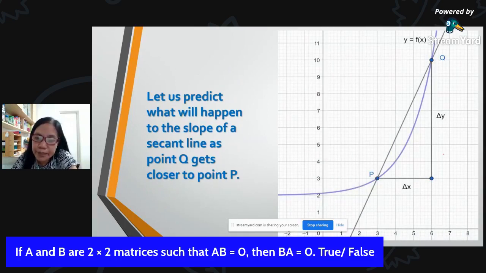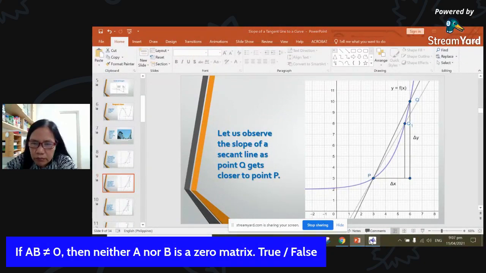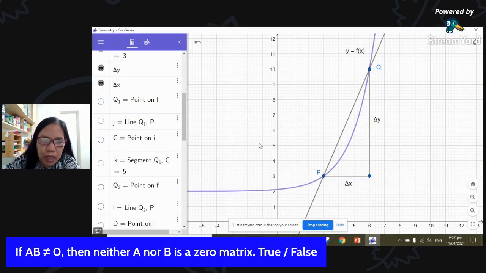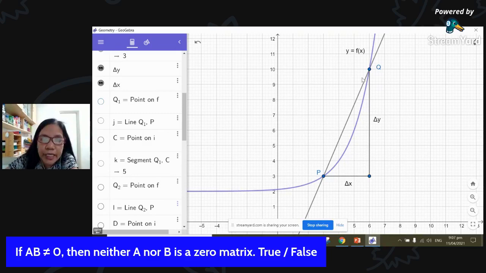So let us predict what will happen to the slope of the secant line as point Q gets closer and closer to P. We will visualize what will happen to the secant line using GeoGebra. Can you see the GeoGebra application? Okay, so if we have point Q and point P, and this as a secant line, what will happen if point Q approaches point P?